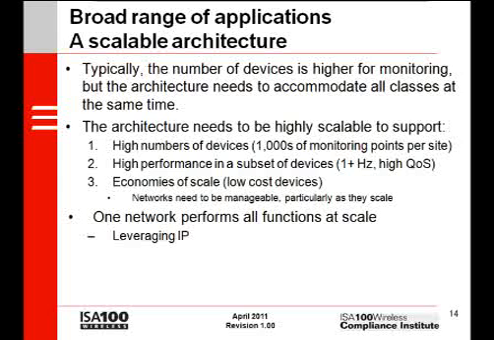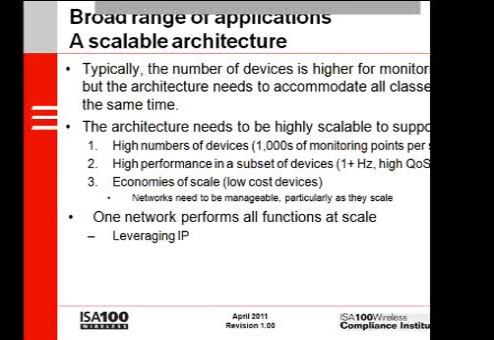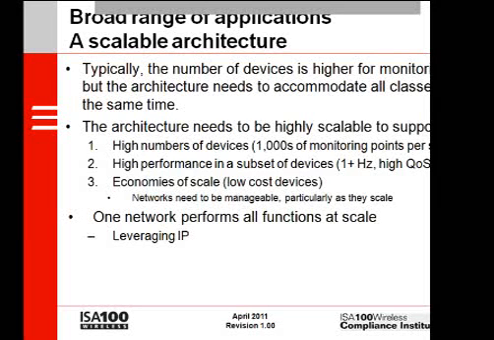ISA100 needs to allow for low-cost devices with small batteries. Not only does the network need to support thousands of devices, those devices also need to be economically reasonable. Networks need to be manageable, particularly as they scale. And it needs to be all one network from a user's point of view. The network needs to perform all functions at the same time at scale. And this is a nice segue to the IP part of this presentation, which starts on the next slide.